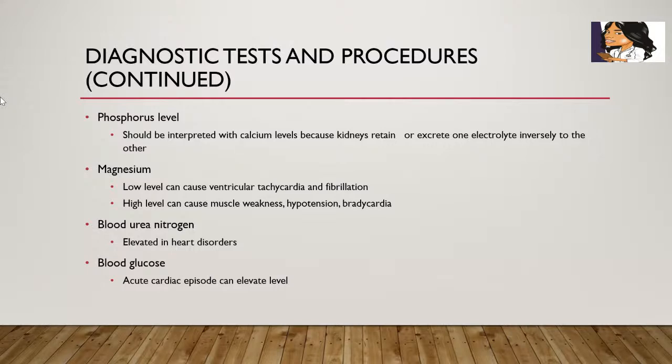Blood urea nitrogen. Guess what? The BUN is also elevated in heart disorders. And the blood glucose, the sugar, guess what? Acute cardiac episode can elevate levels. Guys, when a person is under stress, the glucose will increase. So we have our phosphorus here, we have our mag here, the BUN is elevated in heart disorders, and the glucose. That's why that patient that has never taken insulin before is on insulin now. Not a diabetic, but the patient is under stress. Blood glucose is very high.